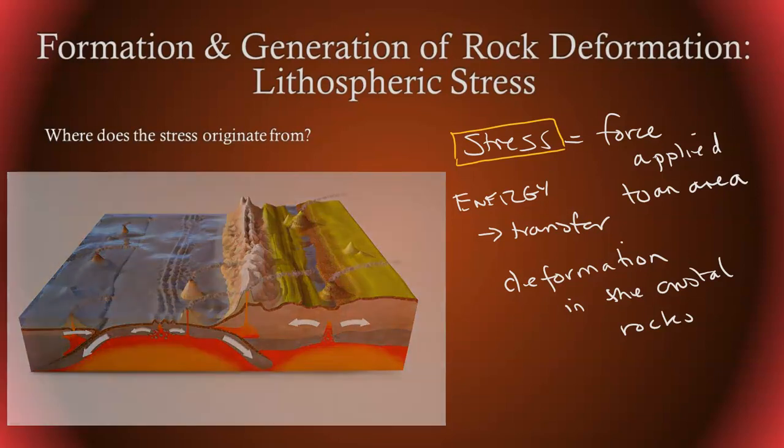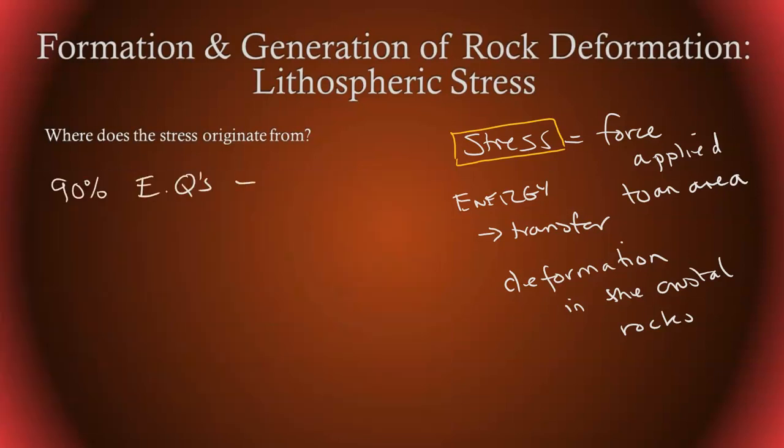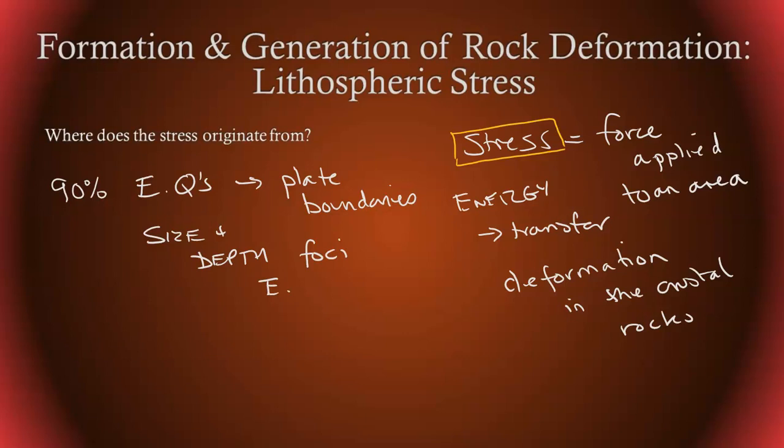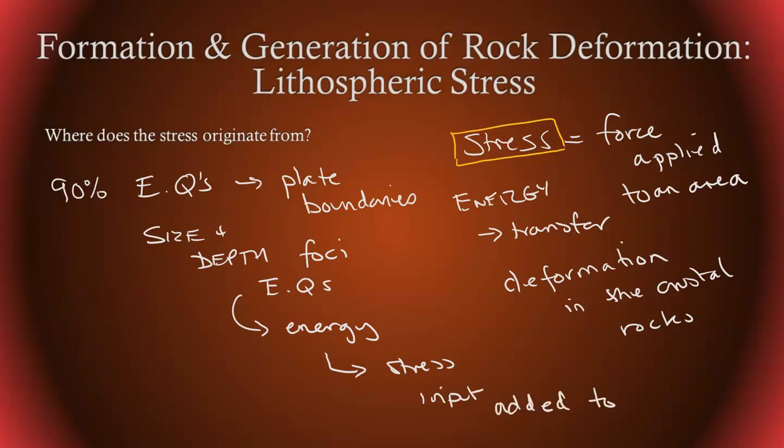Now, 90% of earthquakes occur on plate boundaries, and they kind of give us an idea of where these boundaries are based on their location and also their depth. So the size and the depth of the foci of the earthquakes gives us a sense of how much energy and therefore how much stress is being added to the rocks in the first place. And where's that come from?